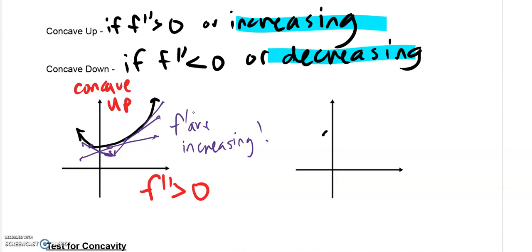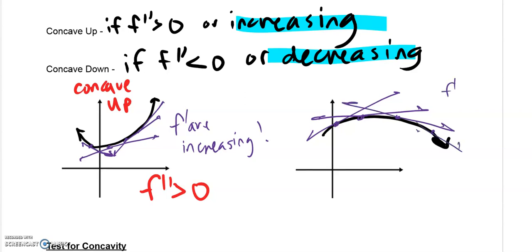Now an example of concave down, right? If we look at different points on this graph from left to right and think about what those slopes are, now these slopes are getting smaller in value as you move from left to right. They're getting smaller and smaller, right? So the slopes are decreasing. And so that means your second derivative is less than 0 or it's concave down.